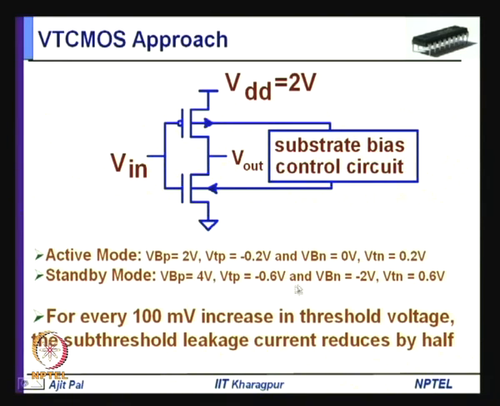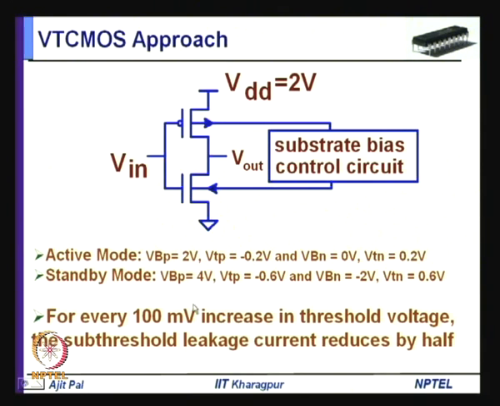Whenever the threshold voltages are increased, as you know, for every 100 millivolt increase in threshold voltage, the subthreshold leakage current reduces by half. Here the threshold voltage is increased by 0.4 volt, that means 400 millivolts. For every 100 millivolt it is half, so it is 4 times half: 1/2, 1/4, 1/8, so it will become 1/16. That means leakage current will become 1/16 in the standby mode compared to the active mode of operation.